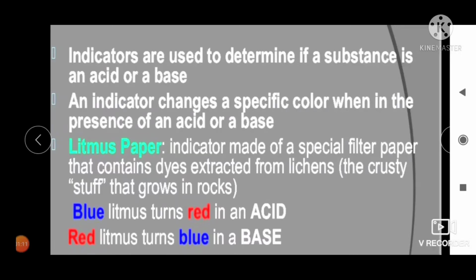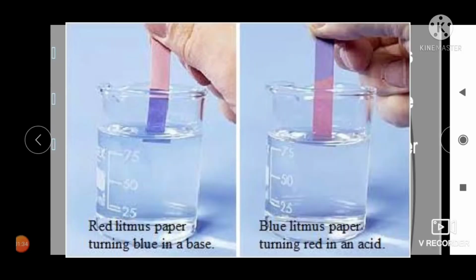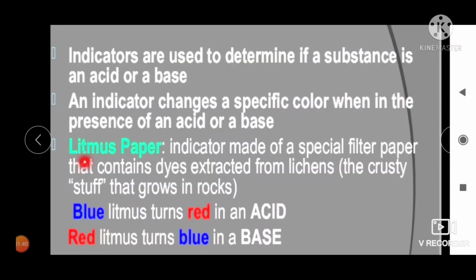Litmus can be used in the form of litmus solution or in the form of litmus paper. There are two types of litmus paper, blue litmus and red litmus. An acid turns blue litmus to red, and a base or alkali turns red litmus to blue.